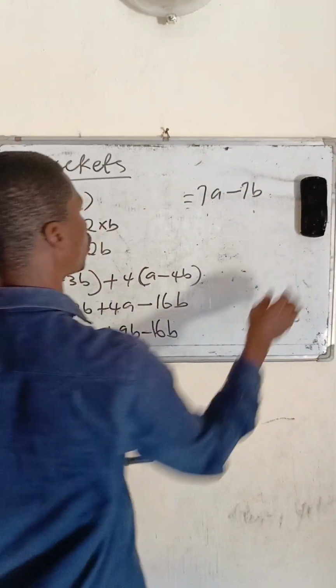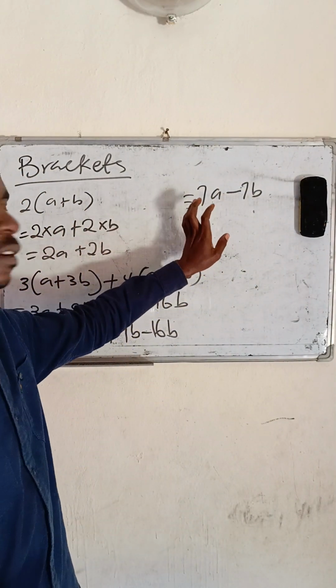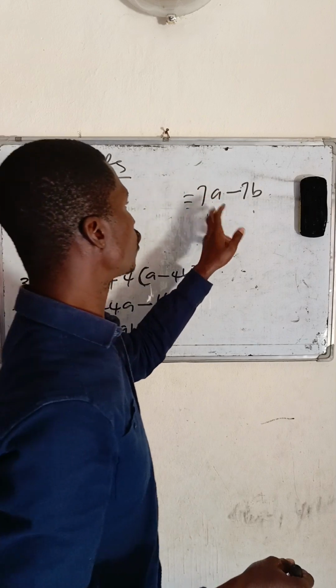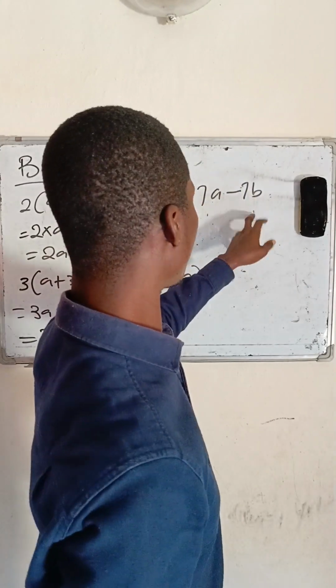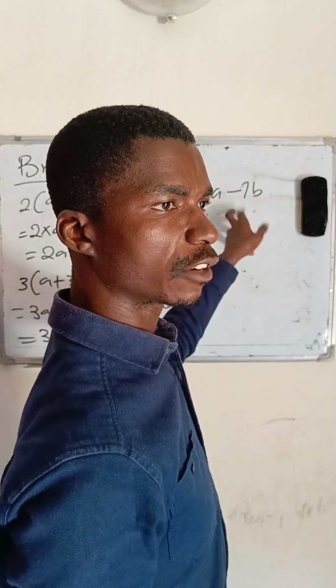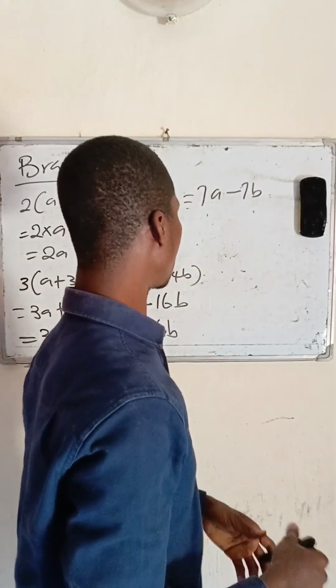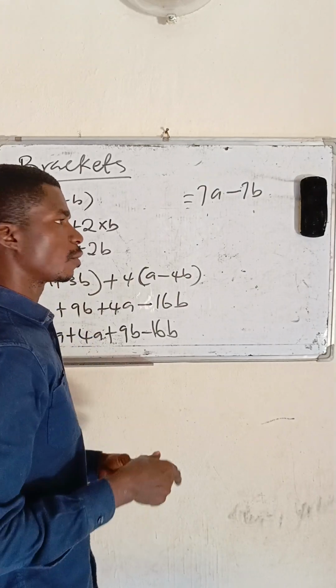Are you seeing it now? So you leave your answer in this form. If they ask you why your answer is in this way, you simply tell them that this cannot be simplified because they are not like terms.